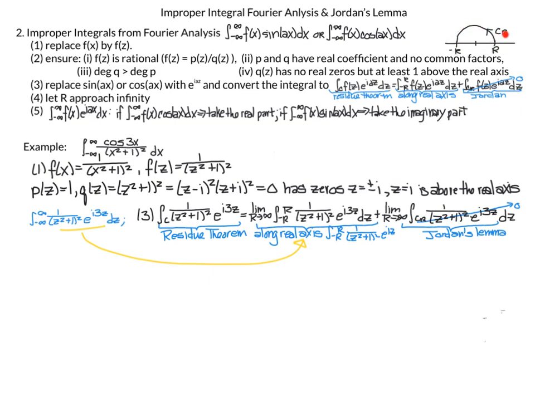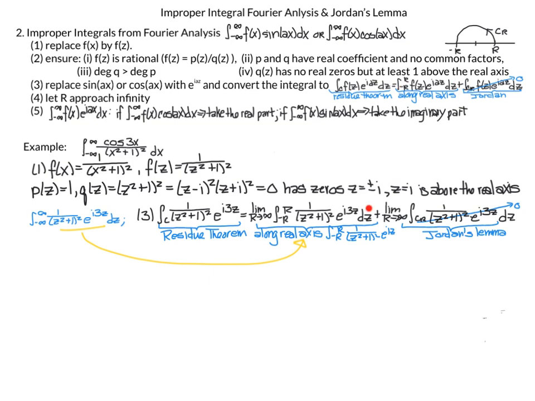So our entire closed curve, which we're going to call C, of 1 over z squared plus 1 squared e to the i3z, is equal to the integral over the line portion plus the integral over c sub r, this half semicircle over here. So limit as r approaches infinity of c sub r 1 over z squared plus 1 squared e to the i3z dz. And now you can see our notes will tell us that this part here, by Jordan's theorem, goes to 0.